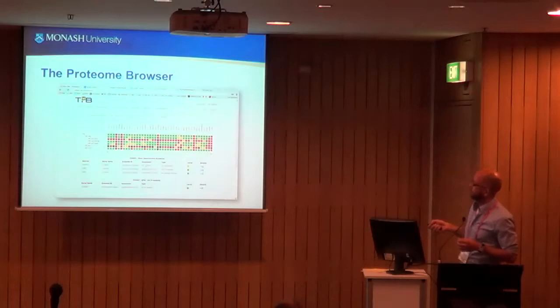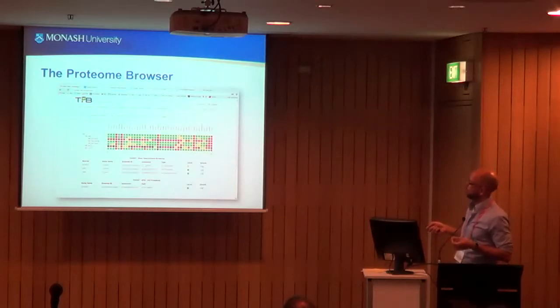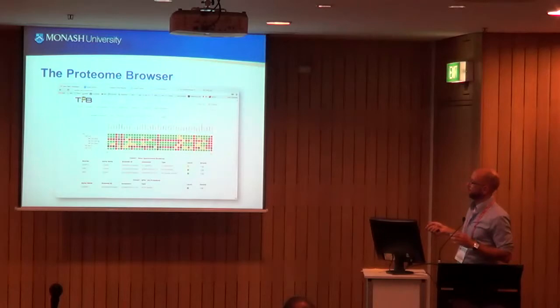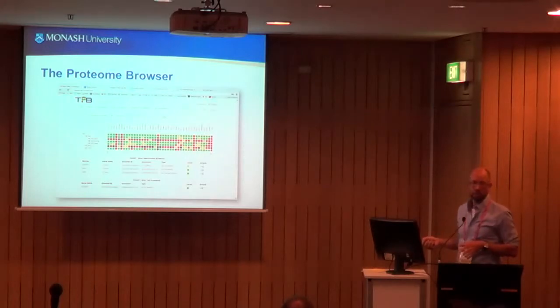The colours here represent evidence. There are various confidence levels of whether the information is good or whether it's inferred. Basically, green is good, yellow is that there's some evidence, red is that the evidence is not particularly great, and black is that there's no evidence whatsoever.